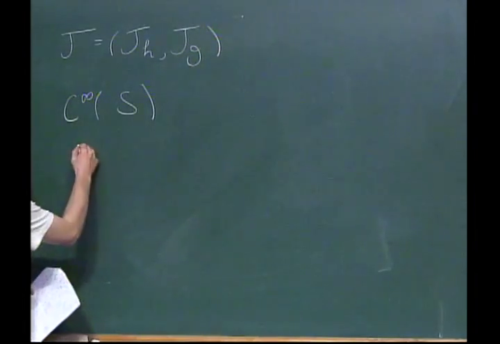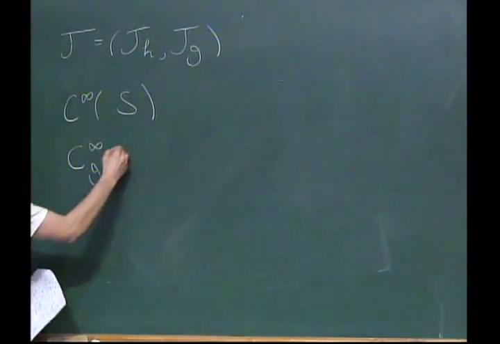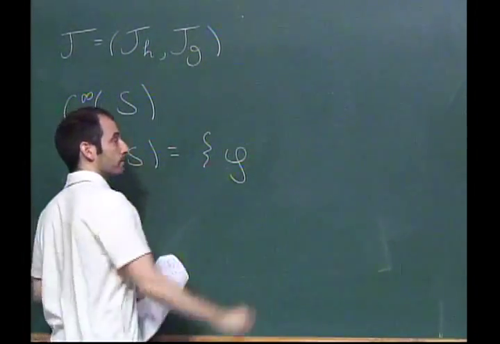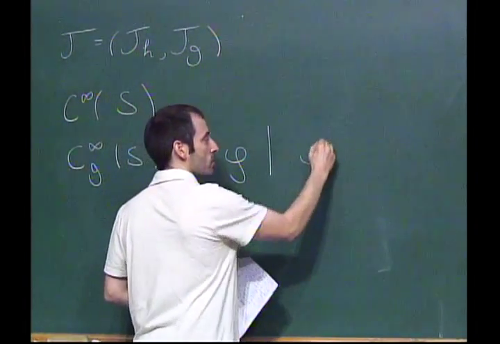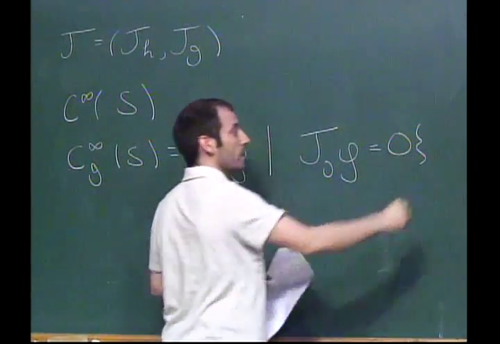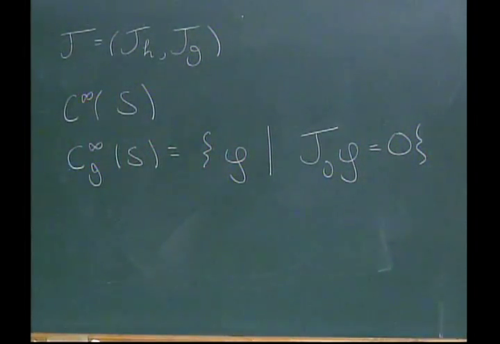We're going to look at C infinity theta S, and these are the set of all smooth functions phi such that J theta phi is equal to 0. We start by looking at the kernel. Now, this is what is known as a Robin boundary condition.